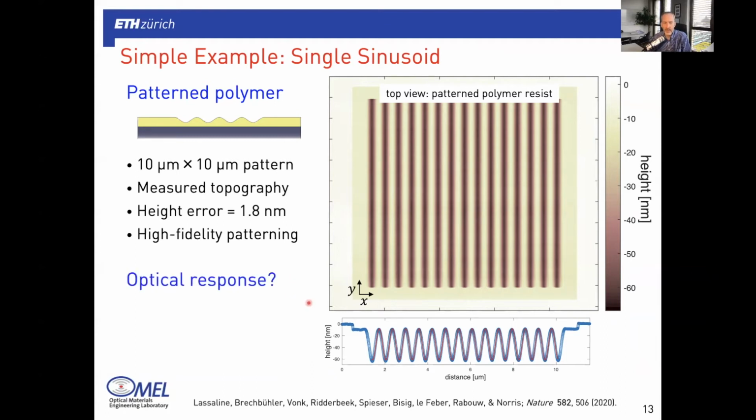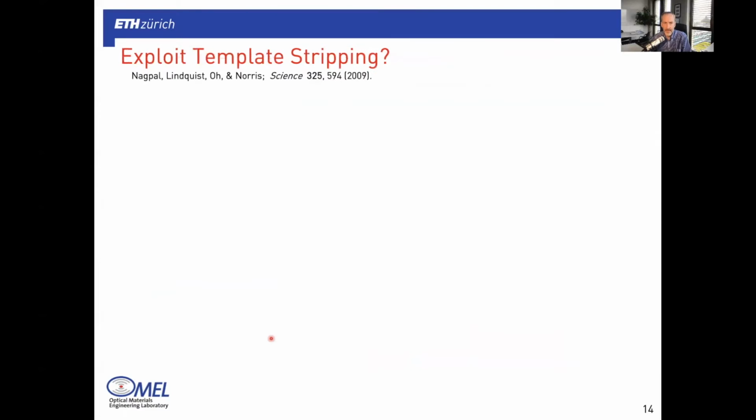Now we want to go in and measure diffractive optical effects. So what is the optical response? And to do this, we want to take the polymer and replicate it in a metal to make a metallic grating. And to do this, we're going to use a trick that we've been playing with for over a dozen years now, known as template stripping.